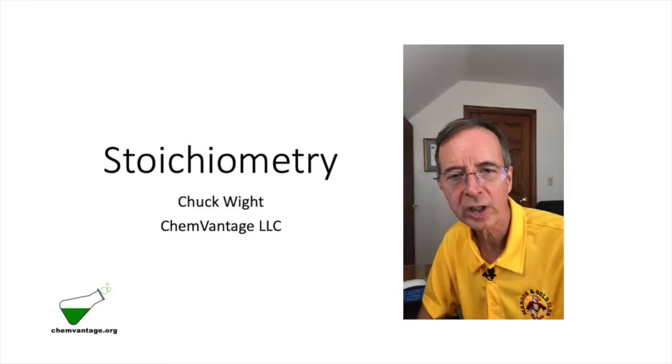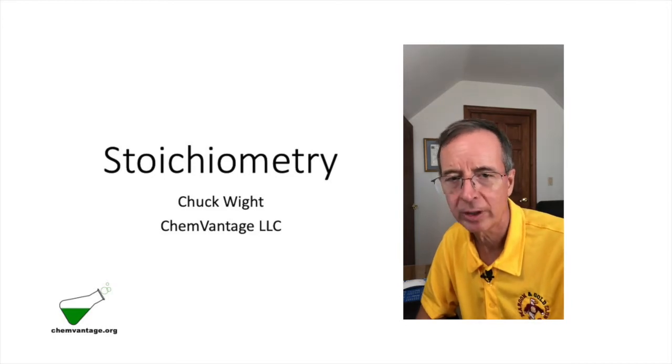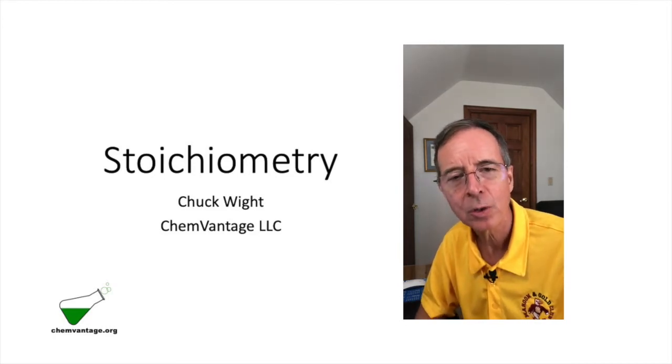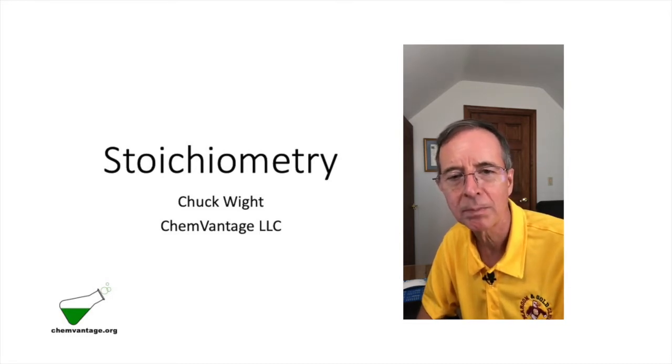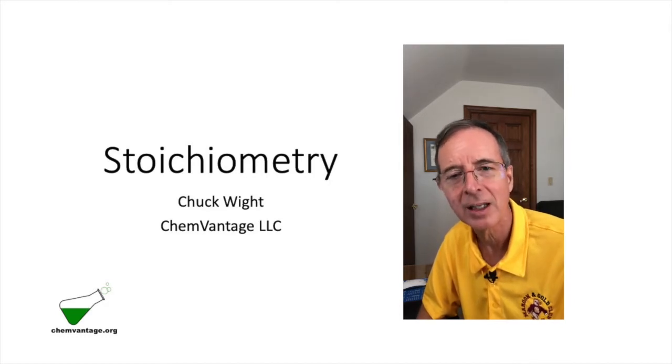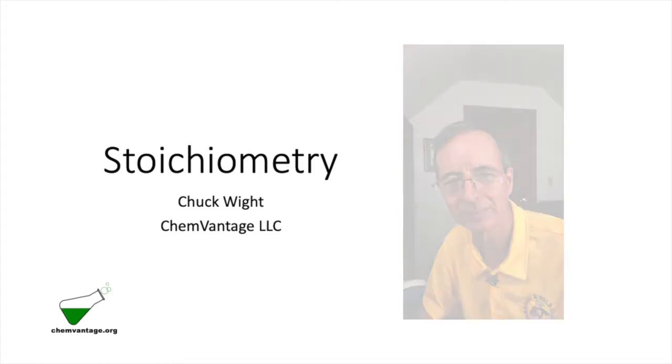The word stoichiometry comes from the Greek words stoicheion, which means element, and metron, which means measure. So it literally means the measure of elements. In practice, it is the relationship between the numbers of moles of reactants and products in a balanced chemical reaction.